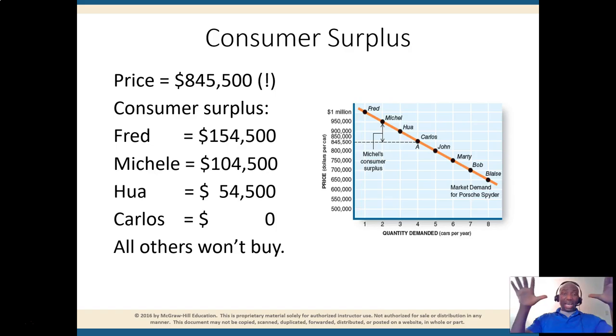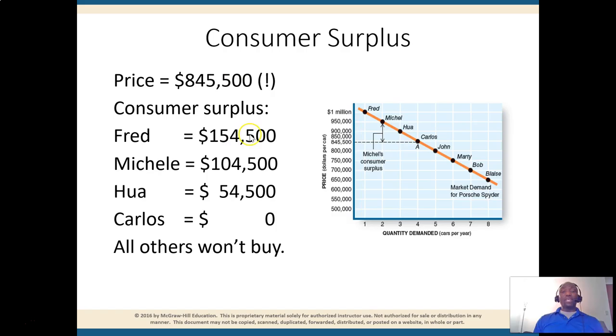Okay. Now assume that the price costs $845,500. Now Fred is willing to pay $1 million. So $1 million minus 845, you have 154,500. So this one here is Fred's willingness to pay. Okay. Now Fred is willing to pay $1 million. $1 million minus 845.